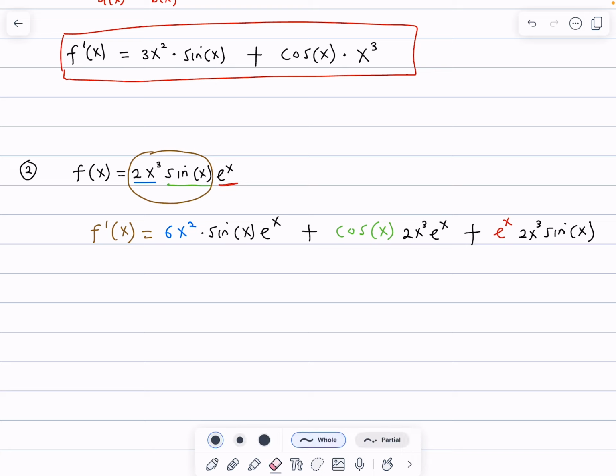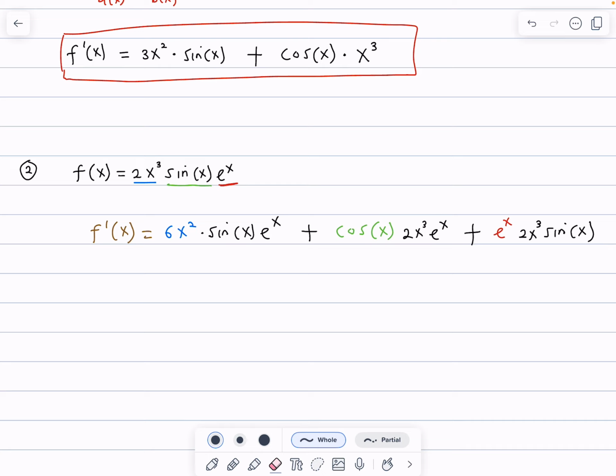So I'm just going to do a quick recap. This function is a product of three functions, 2x cubed, sine x, and e to the power of x. So what I did was I took the derivative of the first function, which is 6x squared, right? Then I wrote what is left, right?